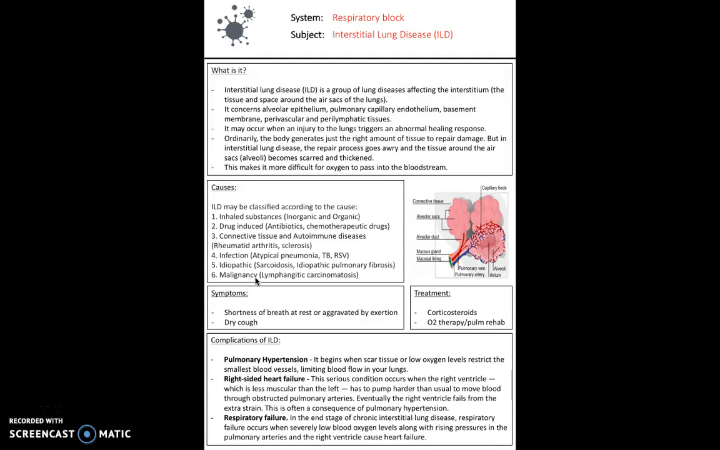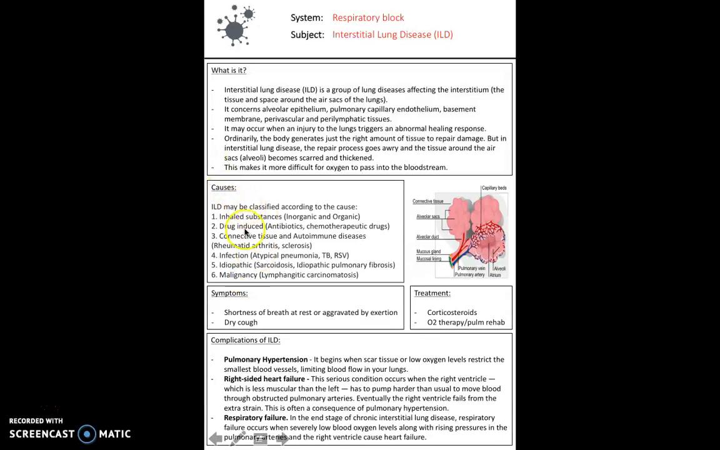So it usually occurs when an injury to the lungs triggers abnormal healing responses. So normally the body will issue tissue to repair the damage that's occurred, but in interstitial lung disease you'll get an overprocess, really. You get too much tissue to repair it, and it causes scarring and thickening of the alveoli, which makes it difficult for that oxygen to pass into the bloodstream. So this is quite common. A few of the diseases we've talked about are linked to interstitial lung disease, because essentially it's that difficulty getting oxygen into the bloodstream and to your vital organs.